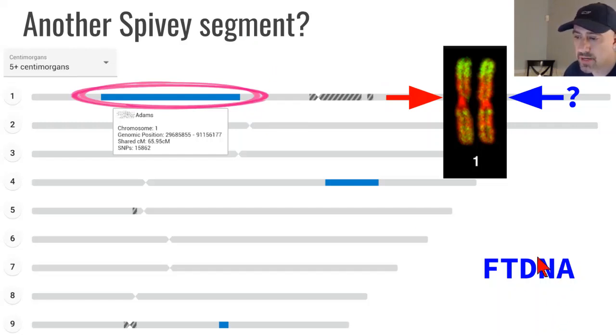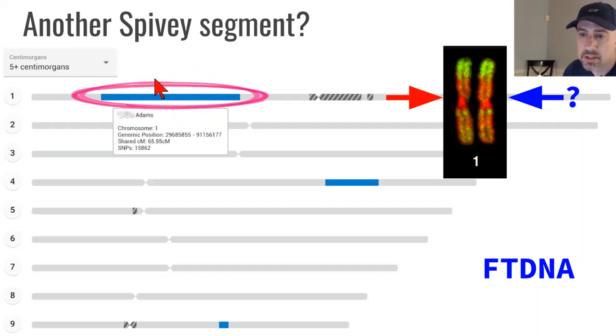Here's a match from Family Tree DNA. The Spivey cousins that I mentioned earlier were all on 23andMe, and we were able to compare them with each other one by one to confirm that they all match each other. But this match from Family Tree DNA, although the DNA shared is on chromosome 1 in the same location, we have to be very careful not to incorrectly assume that this gentleman, Mr. Adams here, from Family Tree DNA, matches the Spivey cousins.